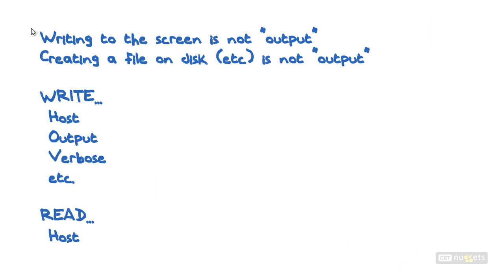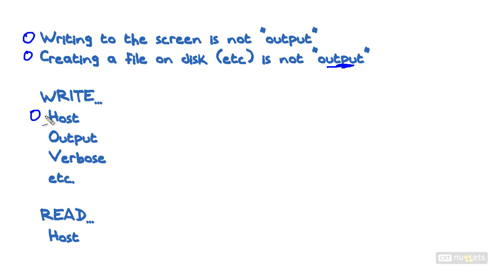One of the concepts we'll have to cover is the fact that in PowerShell, writing things to the screen is not technically output. And along the same lines, creating a file on disk or making a registry key or whatever else, it's not technically output either. PowerShell has a very specific use for the word output. So we're going to talk about different ways to create output. Now, one of those will be writing to the screen, which is writing to the host.